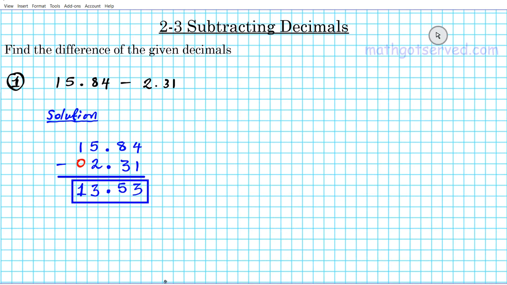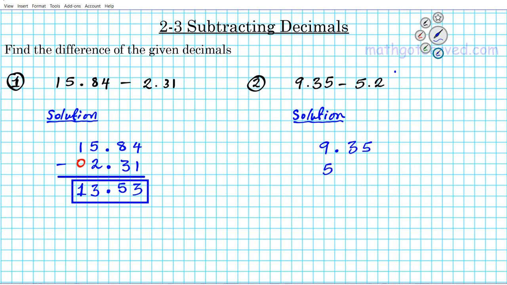All right, let's take a look at the next example, question 2. What if we were to find the difference between 9.35 and 5.2? Let's go ahead and compute the difference, the subtraction. We are going to line them up vertically as we talked about earlier in such a way that the decimal points line up perfectly. So 9.35 and then 5.2.